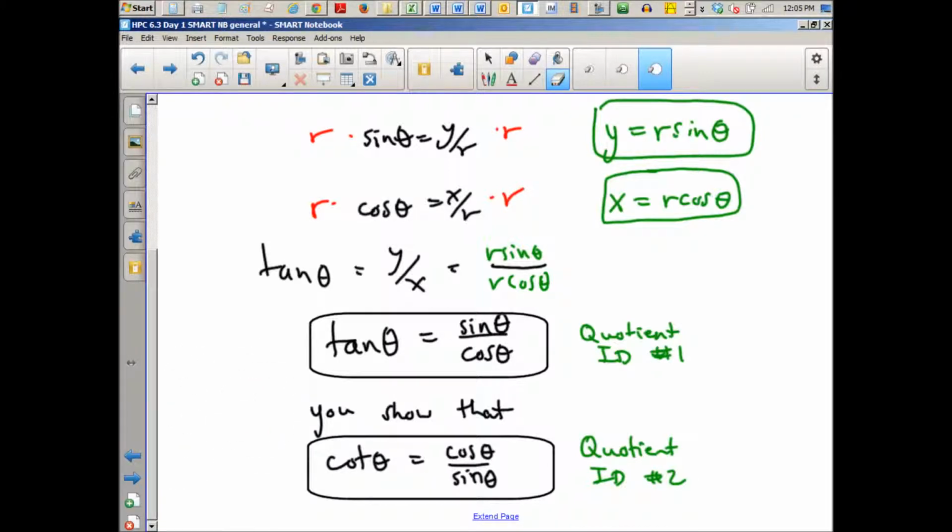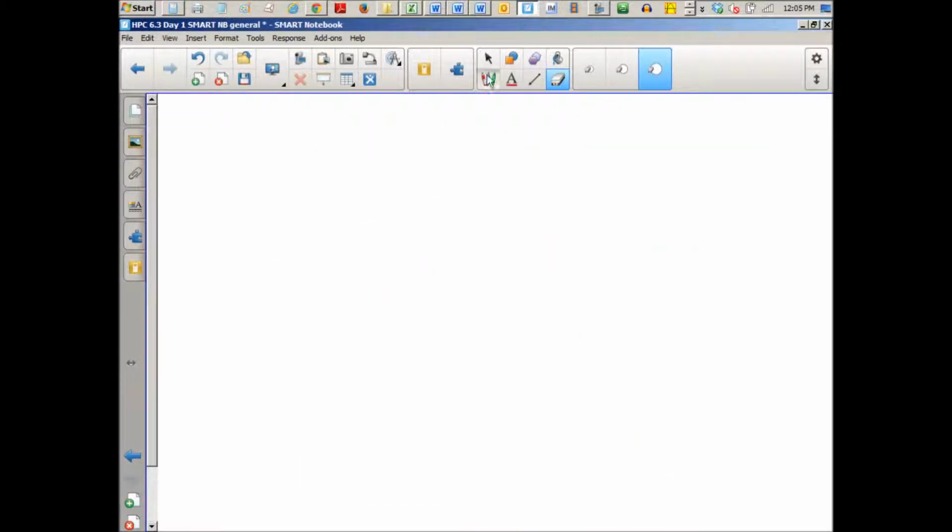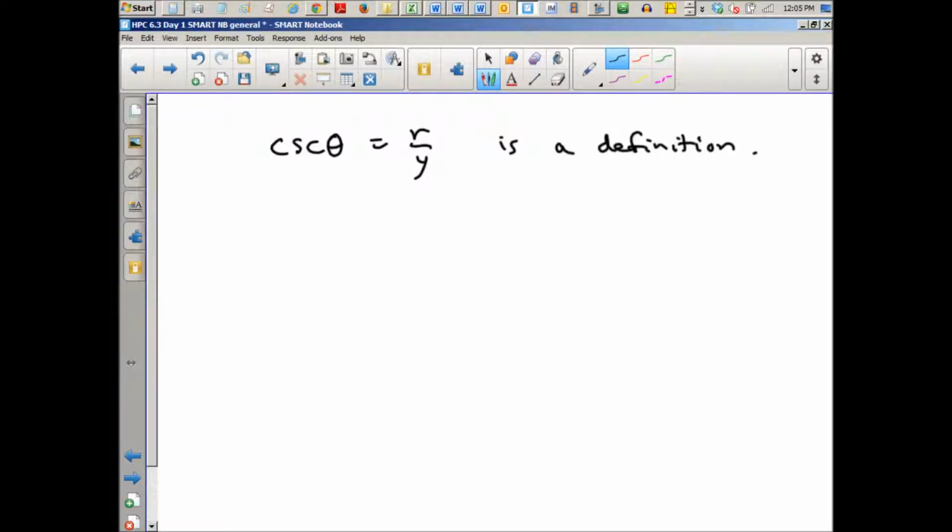Let's go on to a new concept. Let's take another formula that we've seen earlier in the year. How about this statement? We saw that cosecant theta is r over y. This is a definition. Can't we insert now an r sine theta here? We showed on the previous page that y is r sine theta. It's even green still.